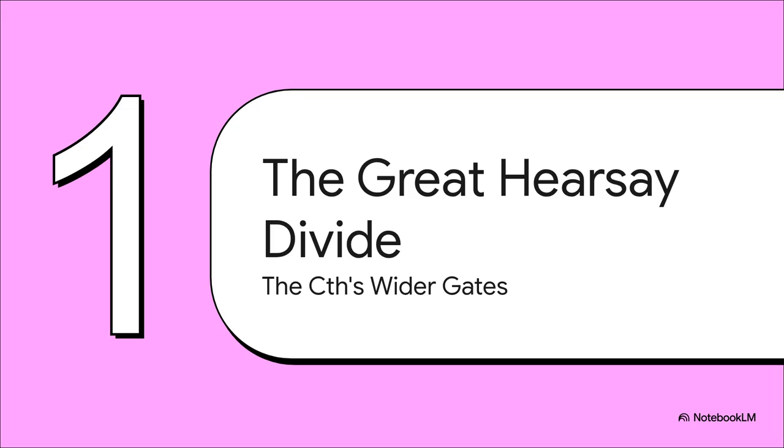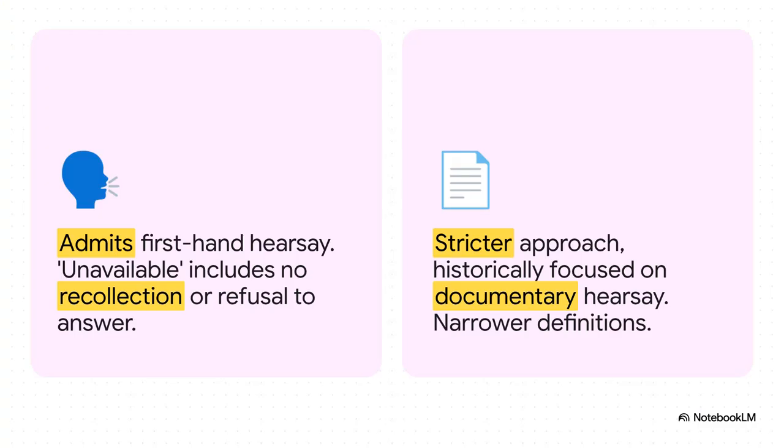This is where you'll find the absolute deepest chasm between the two regimes, and it's where exam points are so easily won or lost. The Commonwealth's gate is especially wide in civil cases when a witness is unavailable. You see, Section 63 lets in their first-hand hearsay, whether it's spoken or written. But the real game changer here is the Commonwealth's definition of unavailable.